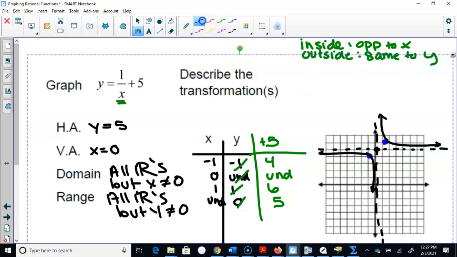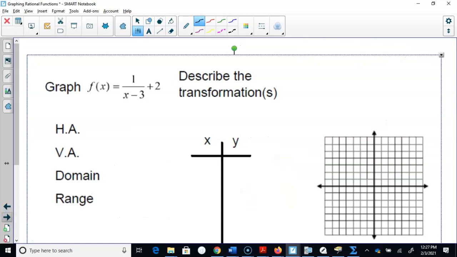Okay, let's move on, guys. Let's do f of x is equal to 1 over x minus 3 plus 2. I'm going to go a little bit faster because we've gone through this now. Negative 1, negative 1. When x is 0, y is undefined. 1, 1, undefined. Okay, and then we're at 0.